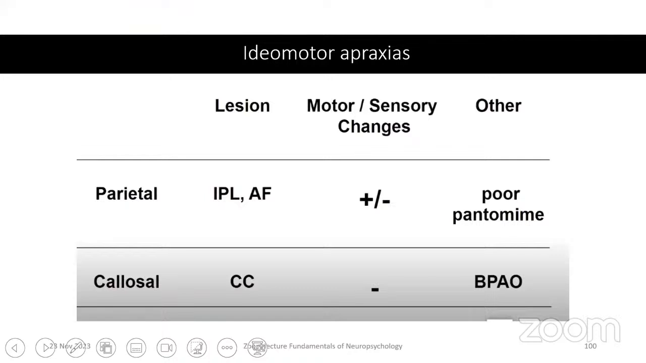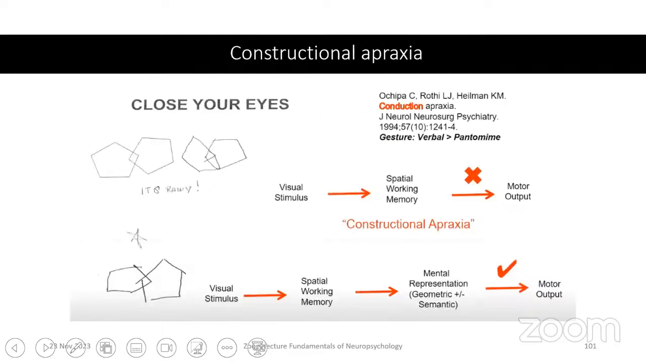So ideomotor apraxia, parietal and callosal, you can see. The lesion is in the corpus callosum, inferior parietal lobe, angular gyrus, with motor sensory changes and poor pantomime. Okay, and the language component is abnormal. So, constructional apraxia is on the right side.